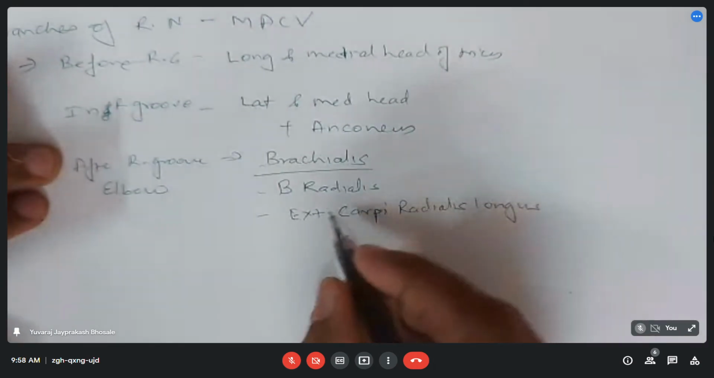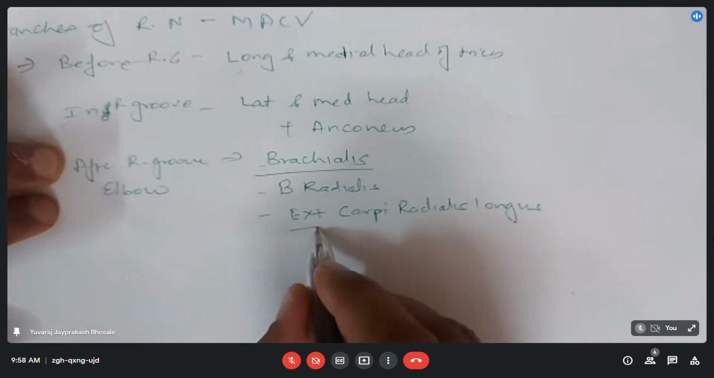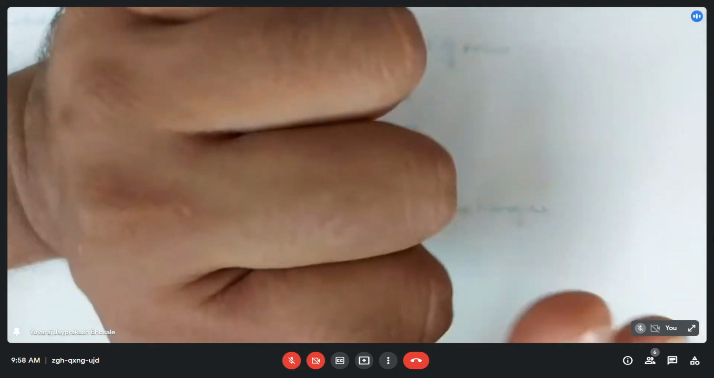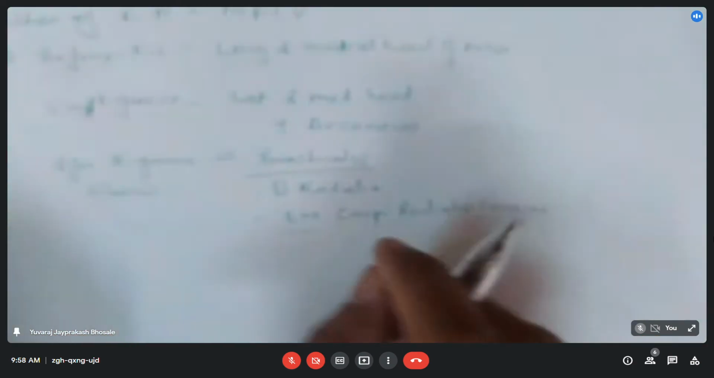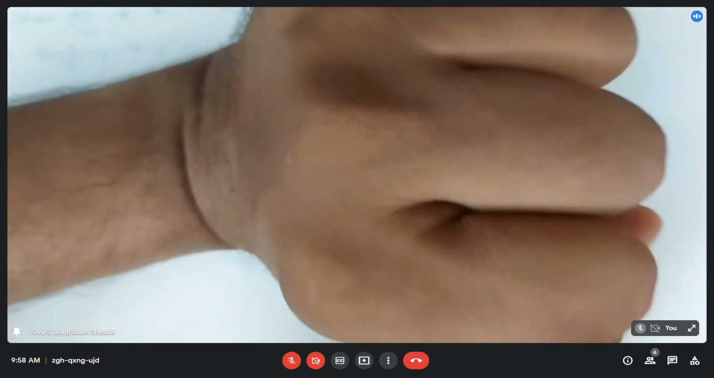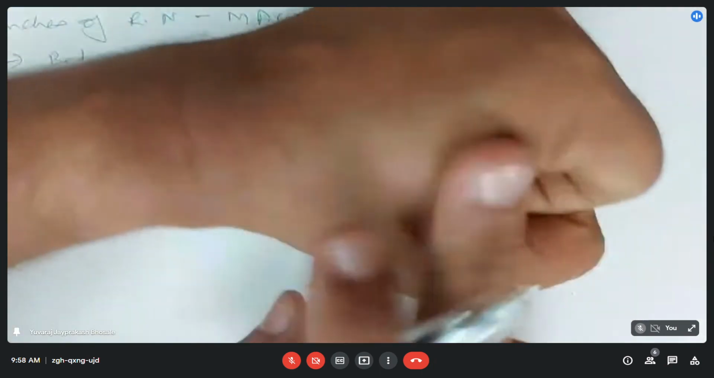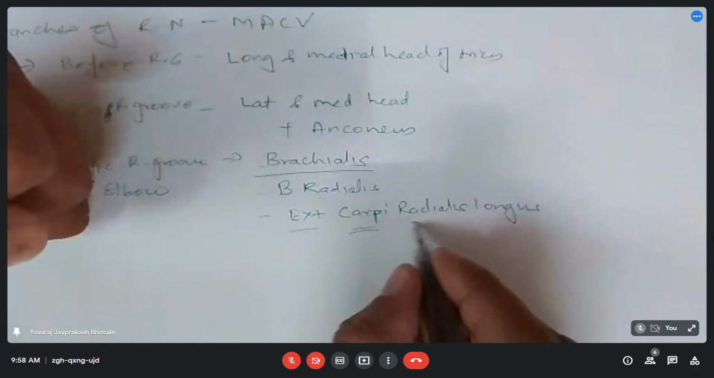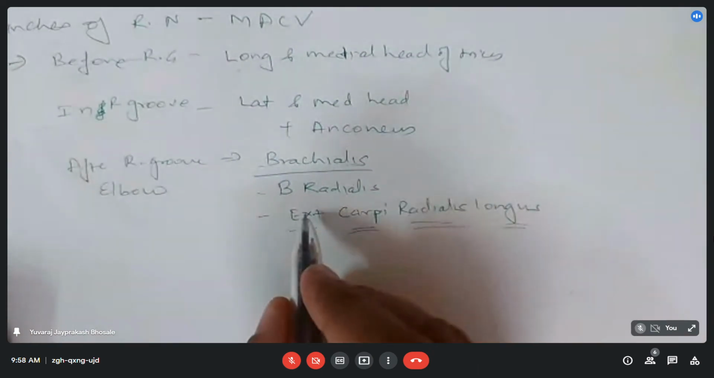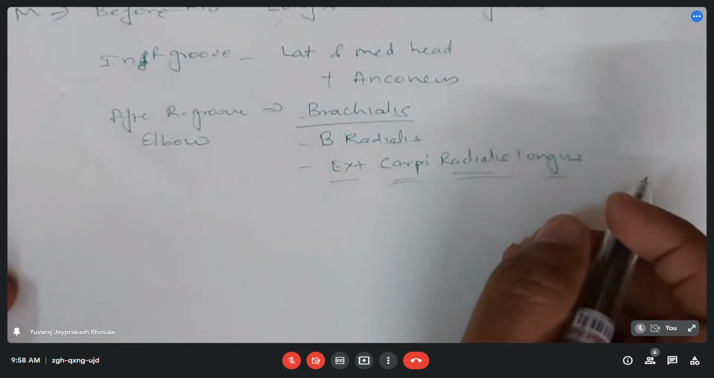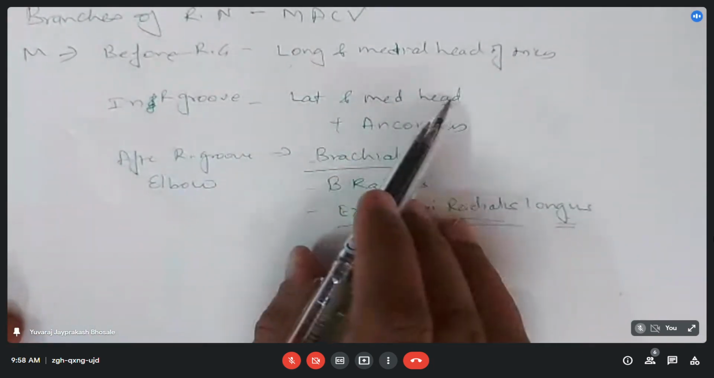Extensor carpi... the name suggests it is an extensor of the carpal bones. So these are the carpal bones, and it suggests extension of the wrist. It is attached to the carpals, so when the carpals extend, there is extension of the wrist. Extensor carpi radialis: it is on the radial side, on the lateral side. And longus, because there is one more muscle called extensor carpi radialis brevis. Brevis means small.